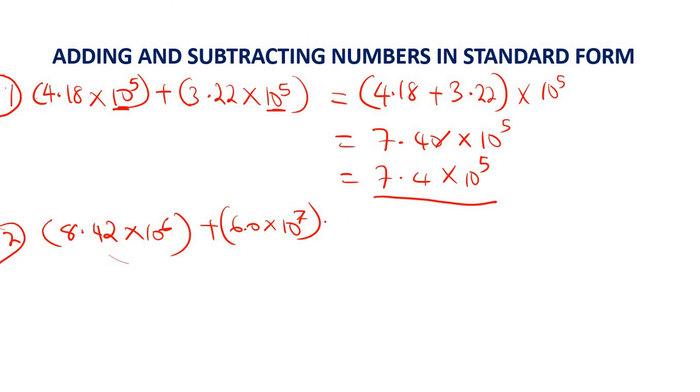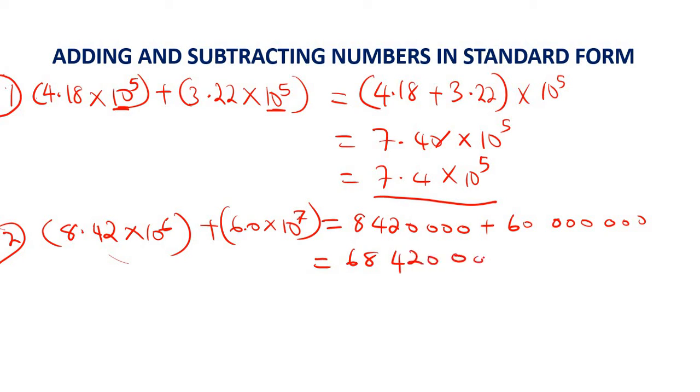So the best way to handle this is just to take them back to the ordinary form, which will give us 8,420,000, plus this one will be 60 million. So adding the two, I will have 68,420,000. So I have to return back to the standard form.